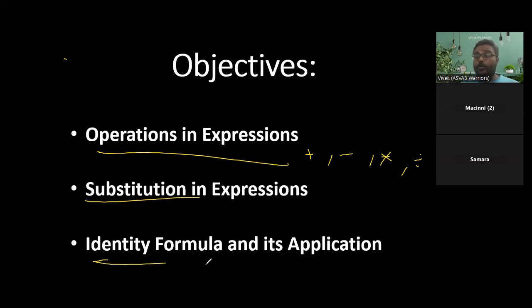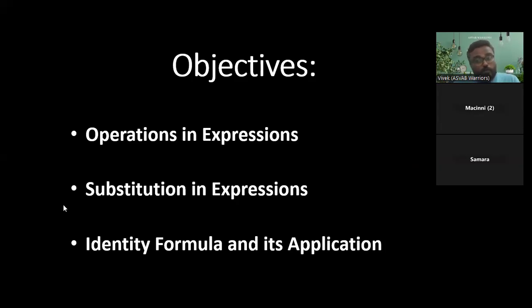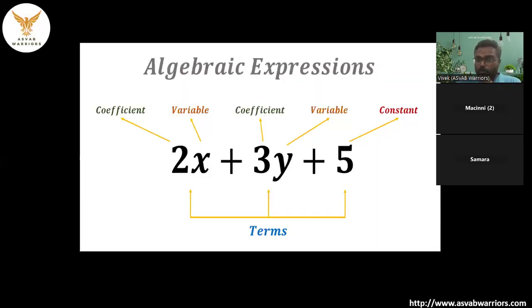Now, identity formula and its application. So a plus b whole square, a minus b whole square. This is all that will be coming under the identity. It's basically the formula that you need to know.